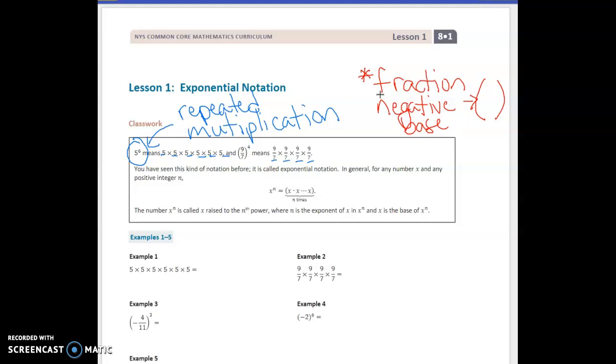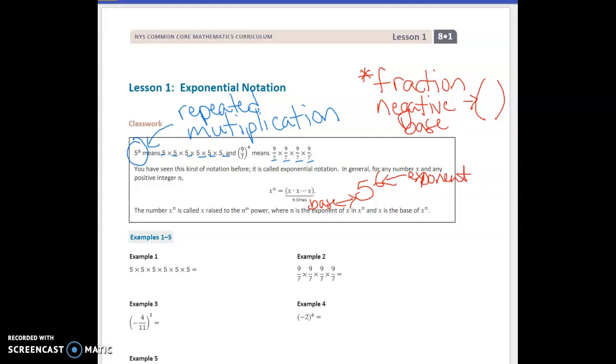So this box here is just reminding you what exponential notation is. It's repeated multiplication, and it says you have seen this kind of notation before. In general, for any number x, positive or negative, if you raise it to a positive integer n, basically you're multiplying it by itself that many times. The number x to the nth is called x raised to the nth power, where n is the exponent of x in x to the nth, and x is the base of x to the nth. A lot of words and x's, but what it's saying is if I have 5 to the 6th, this 5 here is the base, and the 6 is the exponent.